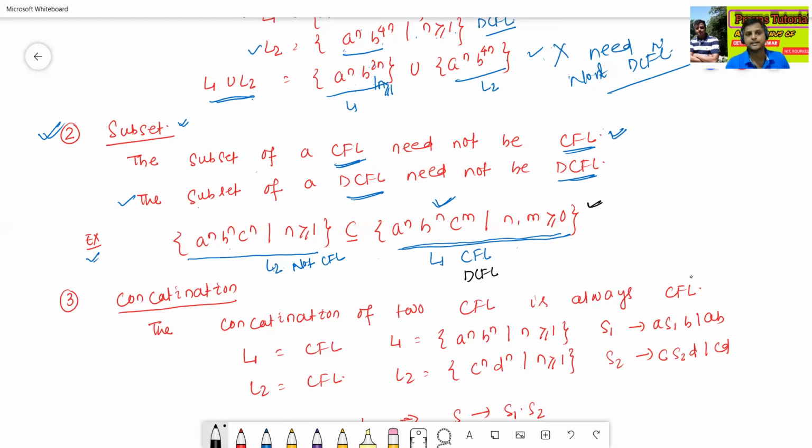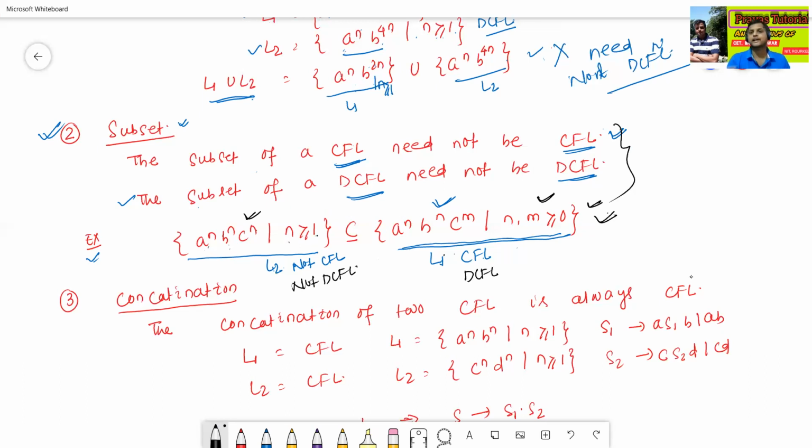And its subset, this one, is a subset of a to the power n, b to the power n, c to the power n such that n is greater than or equal to 1. This is a subset of the L1 language. So this language is not DCFL. We can use this one example for both operations, for CFL as well as DCFL, because this language is also CFL and this language is also DCFL. Now we'll see one more closure property of CFL and DCFL languages.